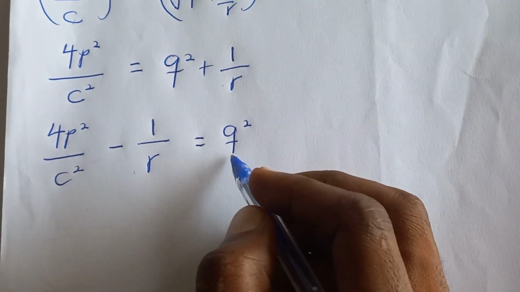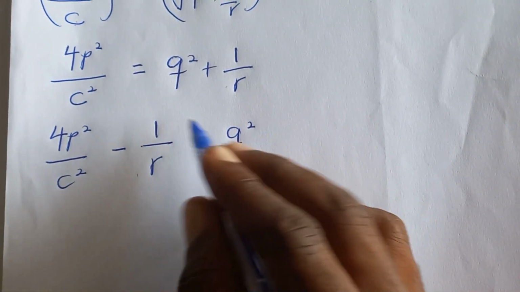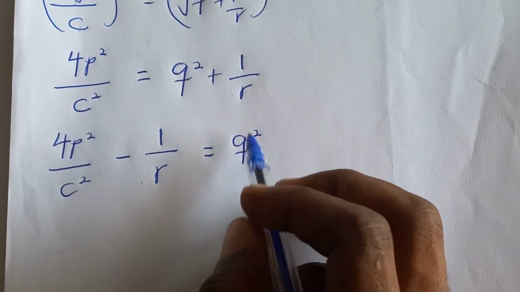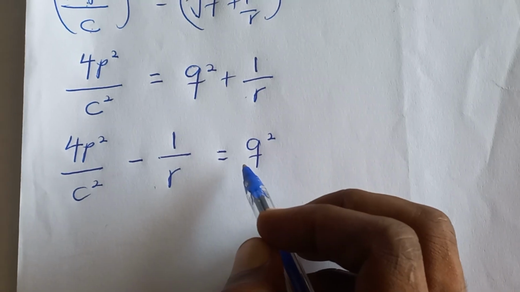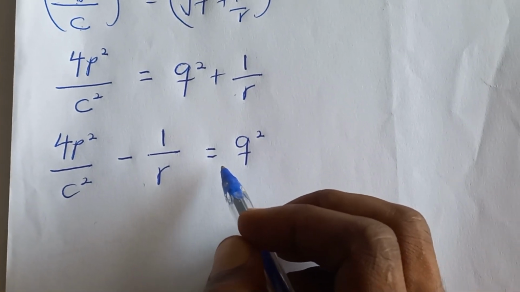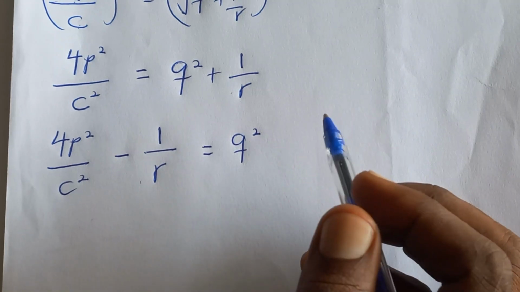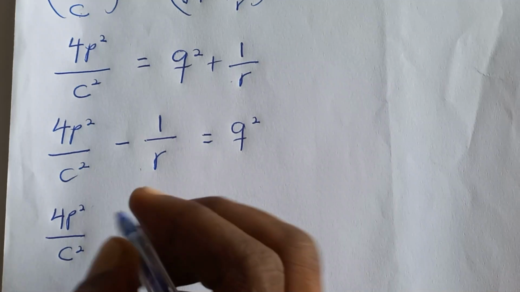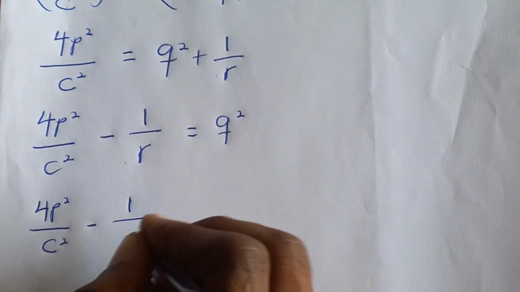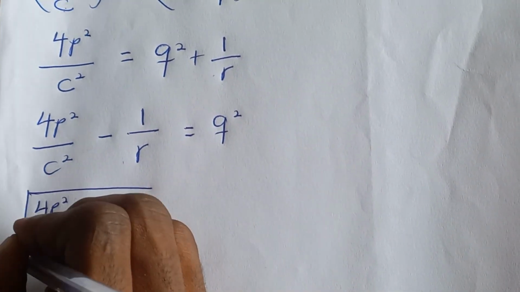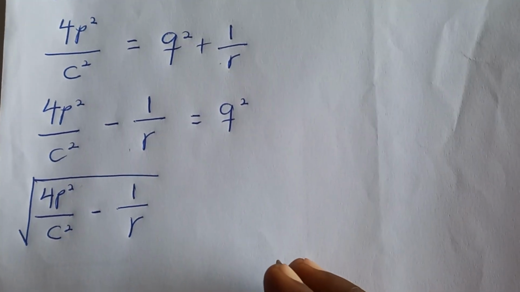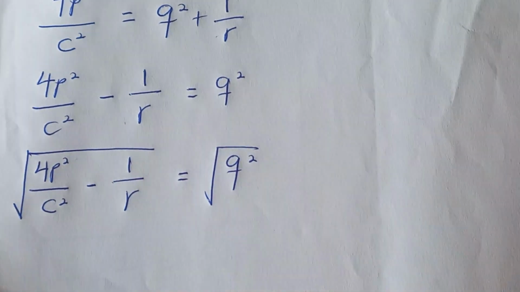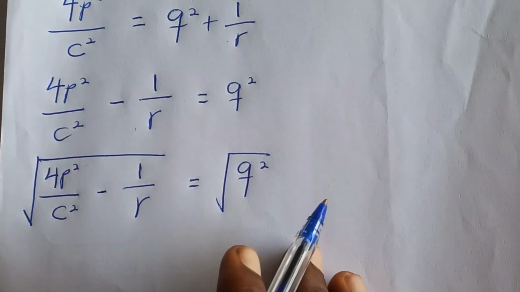Now, we can't leave it like this, even though we are having q squared is equal to this thing here, but we are not looking for q squared, okay? We are looking for q. So what we need to do is to take the square root of both sides again. So we are going to get 4p squared on c squared minus 1 on r all squared, which is equal to q squared, and we take the square root of both sides. So we are getting this.